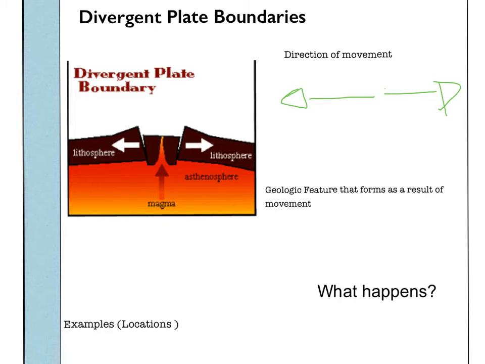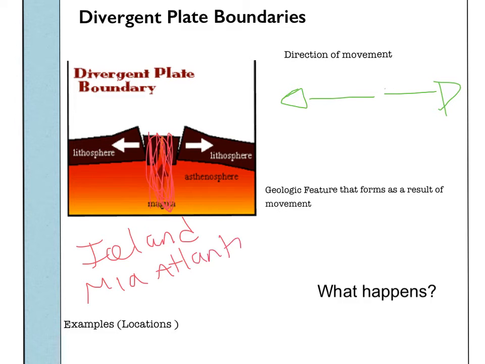As the plates move away from each other, they cause magma to fill into the groove and solidify. Examples of these types of plate boundaries can be found in Iceland, at the mid-Atlantic ridge, and between the North American and African plates.